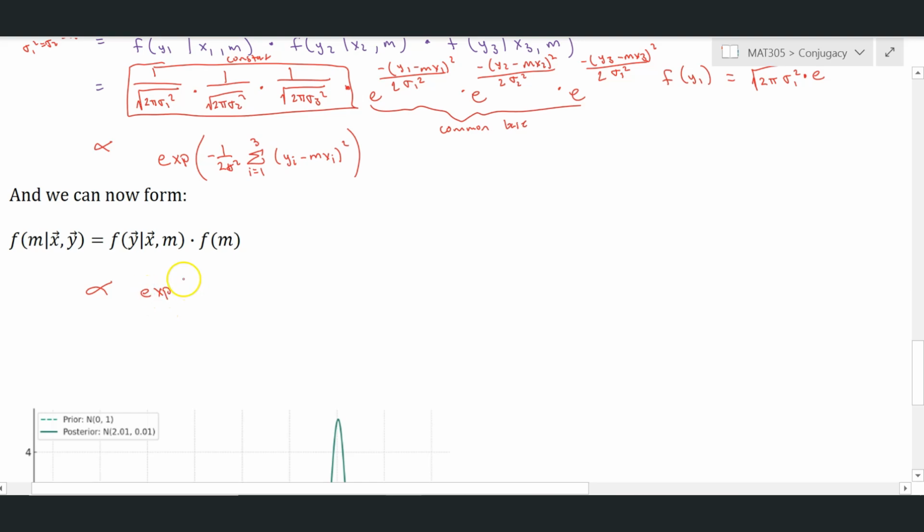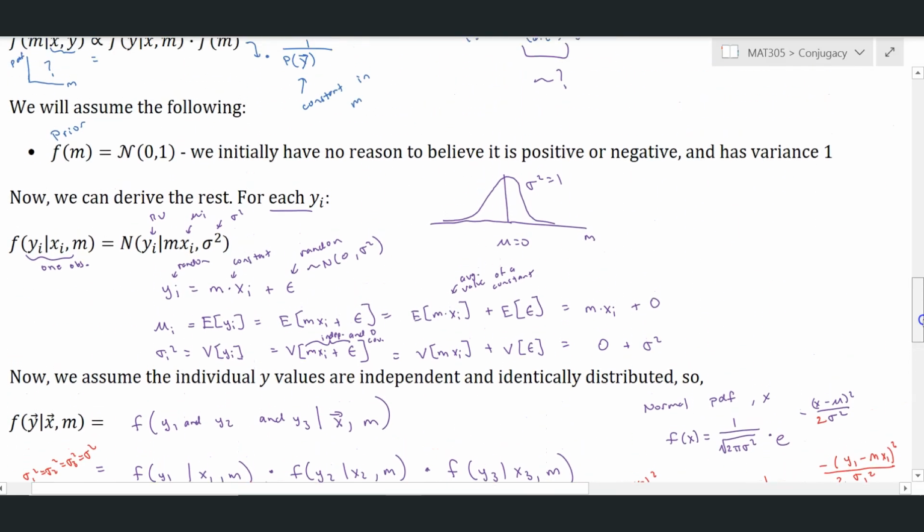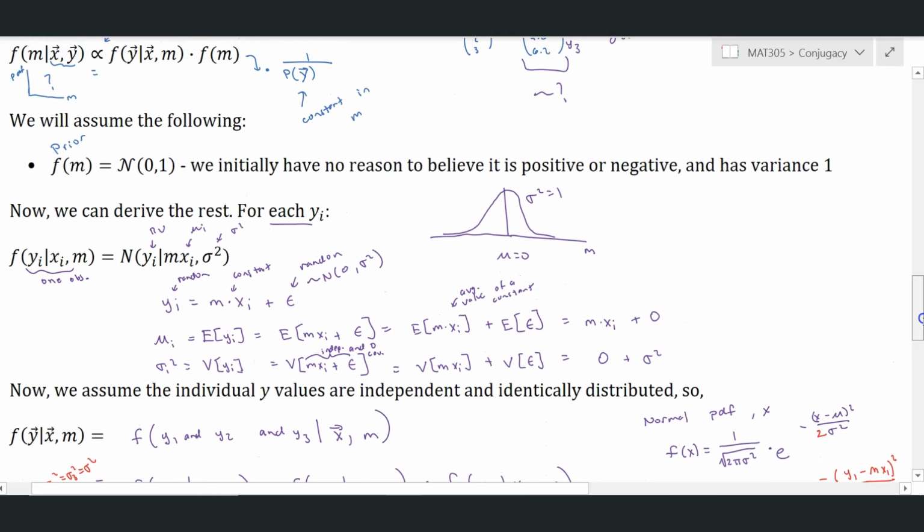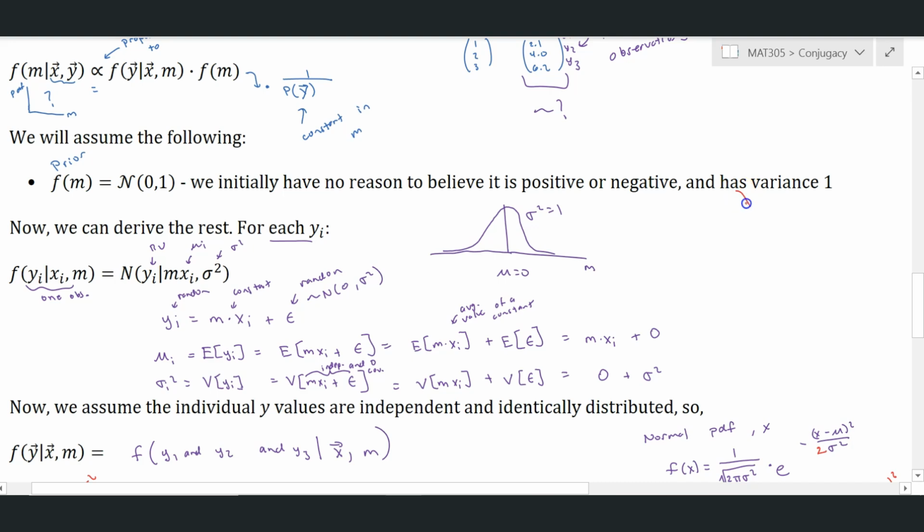So I will say here that this is going to be e to the negative 1 over 2 sigma squared, sum from i equals 1 to 3 of (yi minus m xi) squared, multiplied by, now we're multiplying by f of m, which is normal 0, 1. I just want to remind us what normal 0, 1 would look like.